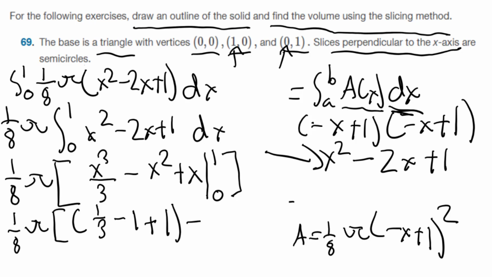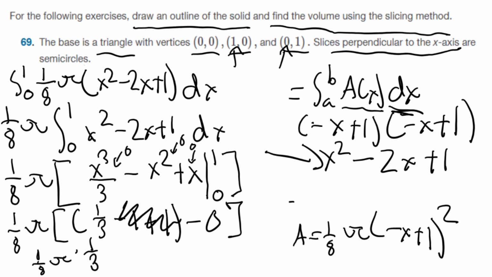As we can see, it's just going to evaluate to 0 because x cubed is equal to 0, x squared is equal to 0, and x is equal to 0. So minus 0, and then we'll simplify this. We get 1/8 pi times 1/3 because -1 plus 1 cancel out. We simplify this and we get 1/24 times pi, which is equal to pi over 24, and that is our answer.